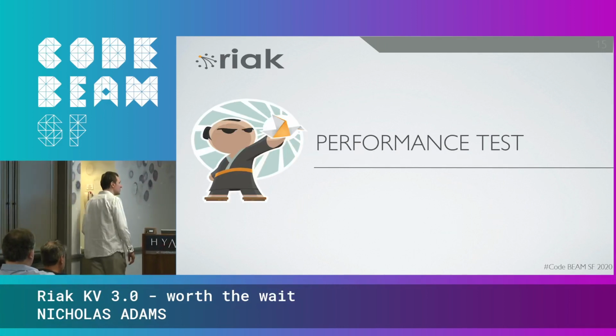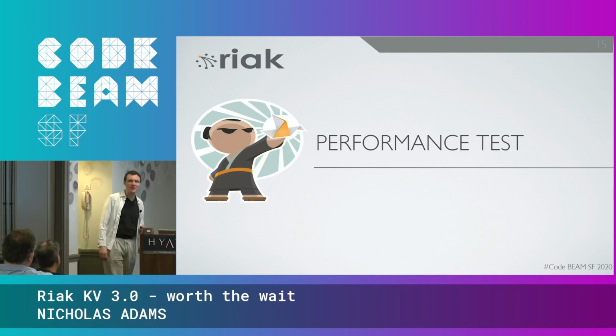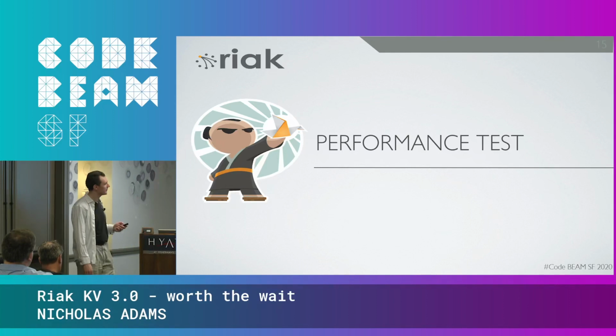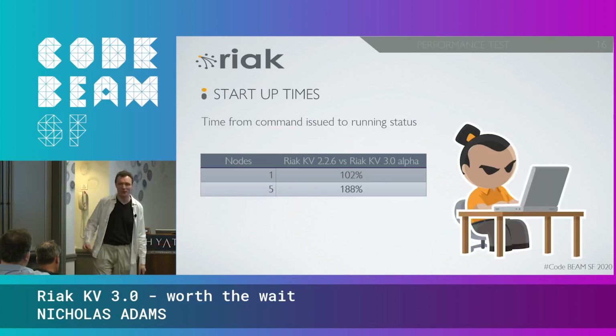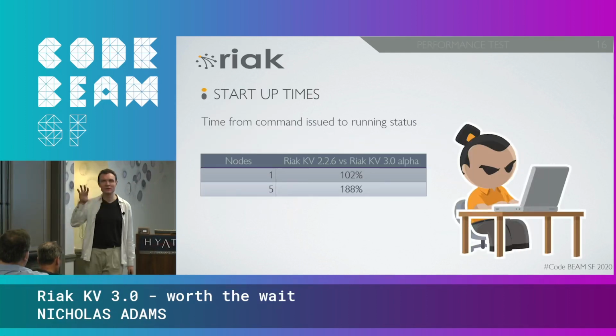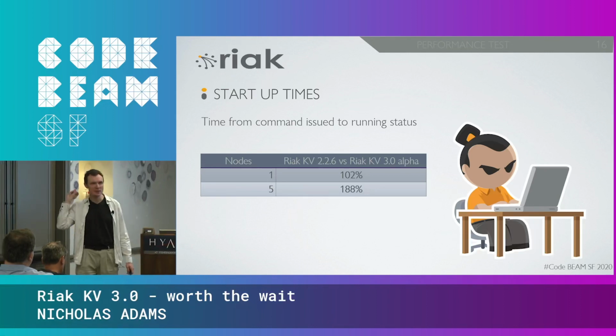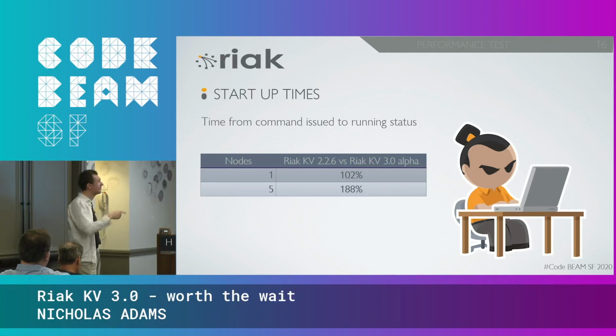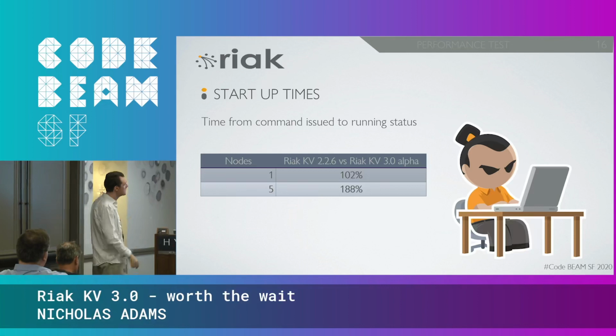We're going to have a quick talk about performance test results. We did some tests with 2.2.6 versus the alpha build of KV3 on a couple of VMs. We basically got 5 VMs in a cluster, and we would just hammer them with sequential. Oh, sorry, I'll talk about that in a second. This is just startup times.